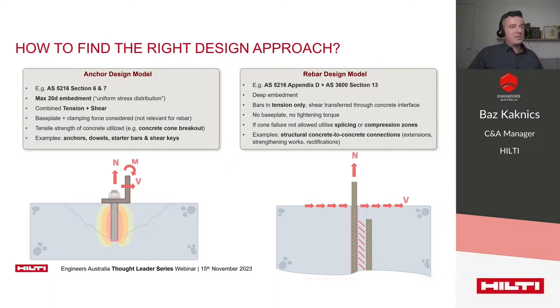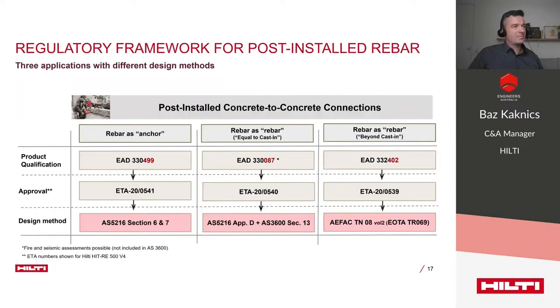In case the design method does not allow for the direct transfer of tensile stresses into the base material, for example, when using AS3600, then lap splicing must be utilized, or the bars must be anchored within the compression zone of the structure. A couple of application examples for using rebar design method are typical concrete to concrete connections, slab extensions, wall to slab, wall to beam connections, and various rectification works, as we showed at the beginning of the presentation.